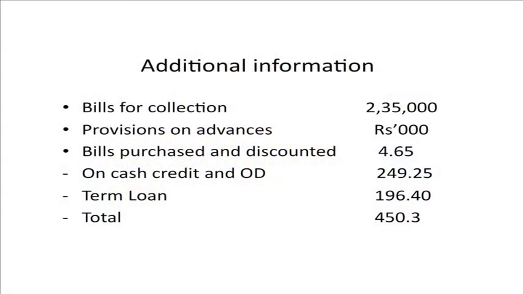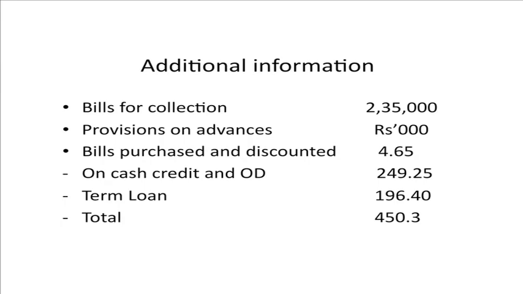It is given in thousands. So, bills purchased and discounted amount is given as 4.65, cash credits and OD 249.25, term loans 196.40, and the total is 450.3. So, here it is a provision of 4,50,300.